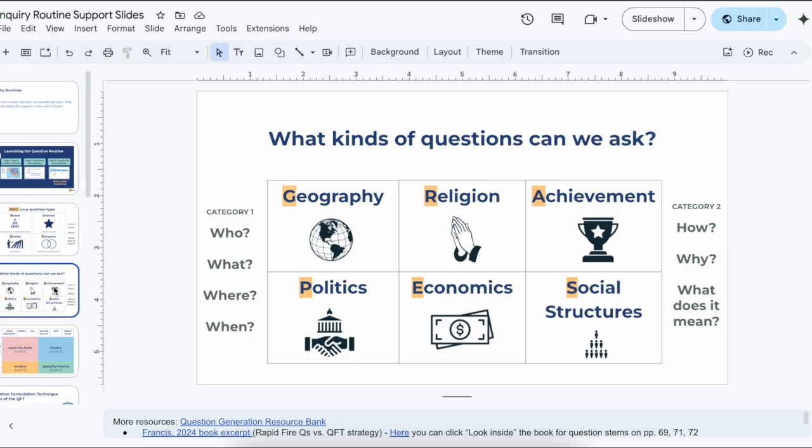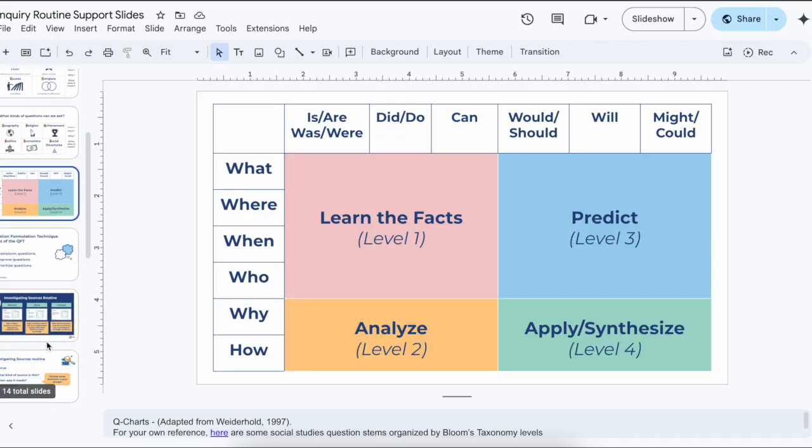Another template for this is what kinds of questions you may want to ask. So this is GRAPES, a common framework in middle school social studies: geography, religion, achievement, politics, economics, or social structures. So getting at some of the same principles. Again, I would just pop these slides in anytime you invite students to generate inquiry questions.